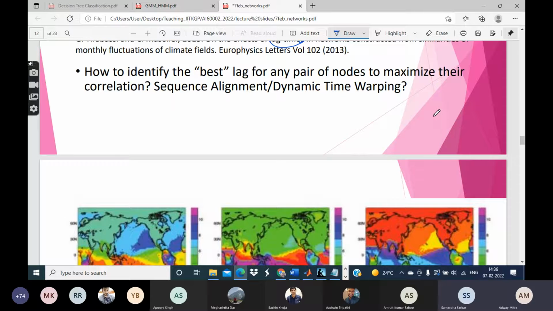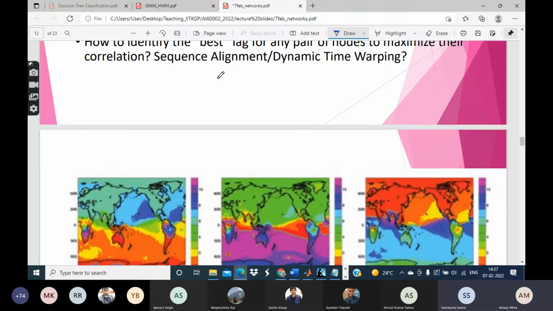Okay, so now how to identify the best lag that maximizes the correlation I mentioned. Either you can do it separately for every pair of locations. That might be a useful idea in some applications, or it may not be in others. If not, that is you want a common value of delta, not on the basis of any two particular locations but overall, then how will you identify the delta? For that purpose we may want to utilize some other well-known algorithms, for things like sequence alignment and so on.